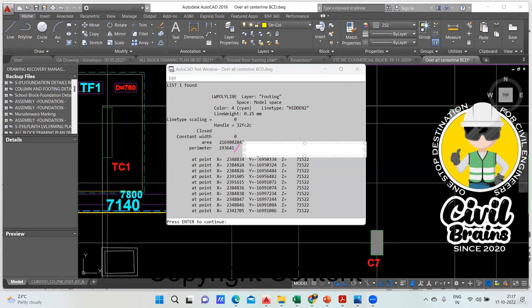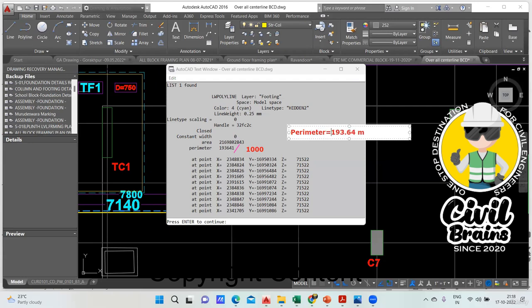That was area. So we had taken 1 lakh. If you do this, tell me how much answer you're getting. So I'll do it manually. 193641 divided by 1000. I'm getting 193.64 meter. So this is my perimeter.